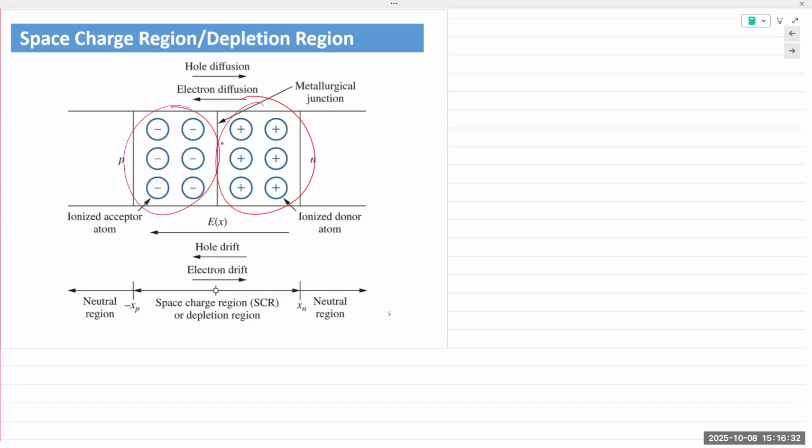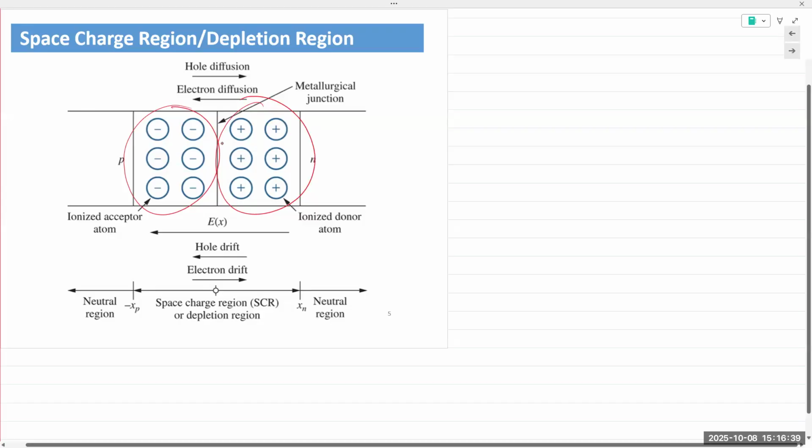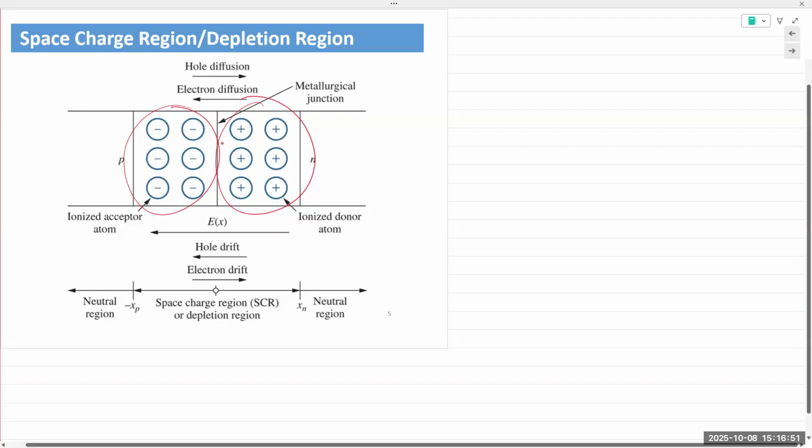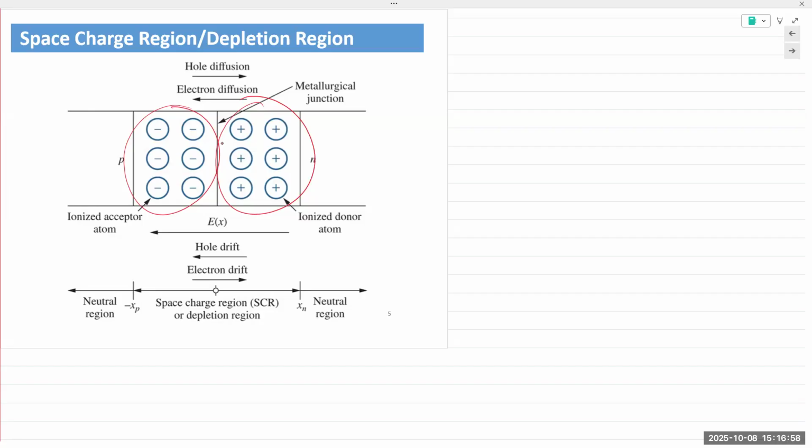Because they are fixed charges in that space, it is known as the space charge region. More commonly, this is known as the depletion region because it is depleted of mobile charge carriers. It is depleted of free charge carriers. Free, in the sense, is the freedom to move. Whenever you hear or read the words free or mobile in this context, it means they are free to move. So it is devoid of free charge carriers because they have all crossed over the junction.